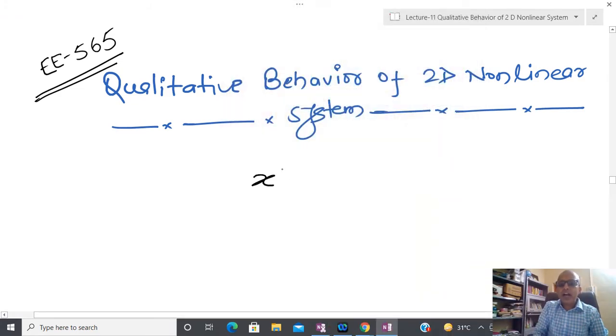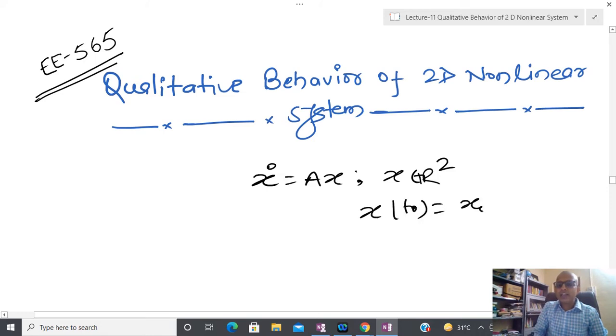Because whenever I have a linear system, as in the previous class, I am assuming a certain initial condition x0. So you can talk about the equilibrium point. In order to calculate the equilibrium point, we put x dot equal to 0, and I am assuming that the determinant of the A matrix is not singular. Due to that, without loss of generality, I am assuming x equal to 0 is the equilibrium point.